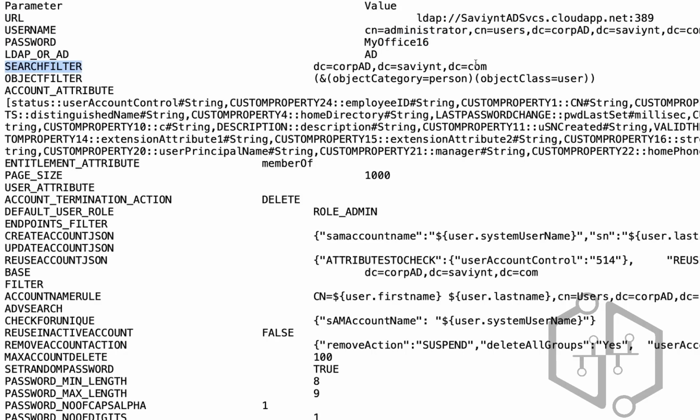it is designed within a tree. So this is the uppermost node, com. Under that you have Saviynt. Under that you have corp AD. The structure could be anything. It's just an example.